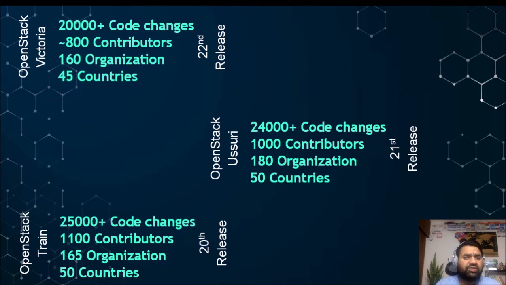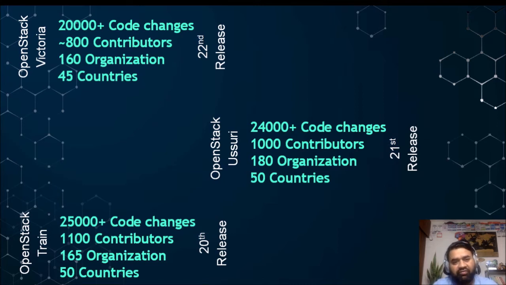On the top, OpenStack Victoria release, which is our 22nd release, we released in October: 20,000 plus code changes from 800 contributors, 160 organizations being involved, and from more than 45 countries. The previous 21st release, named Ussuri, had 24,000 plus code changes, 1,000 contributors, 180 organizations, and 50 countries. And the 20th release, OpenStack Train, even more: 25,000 plus code changes from 1,100 contributors, from 165 organizations, from 50 countries. So these are the recent 3 releases.